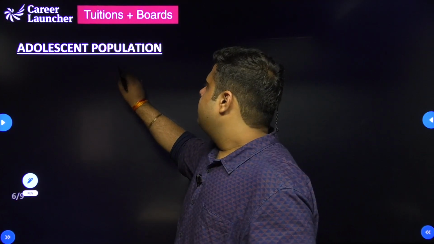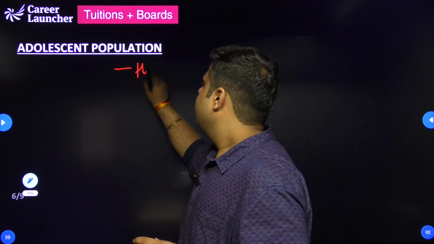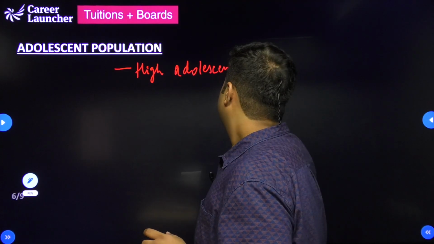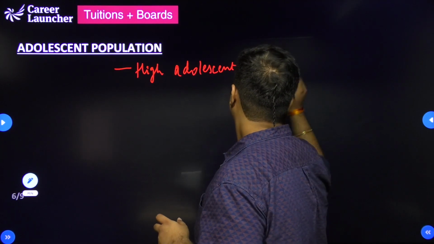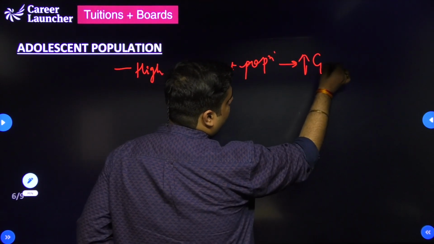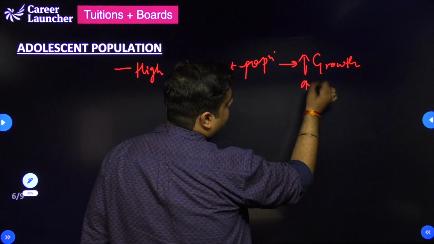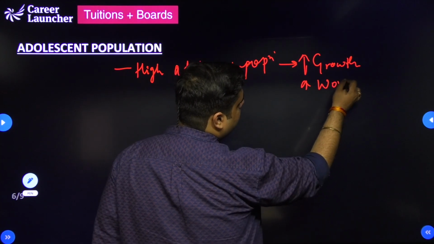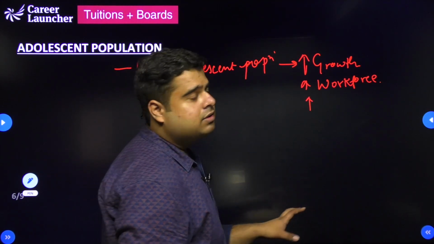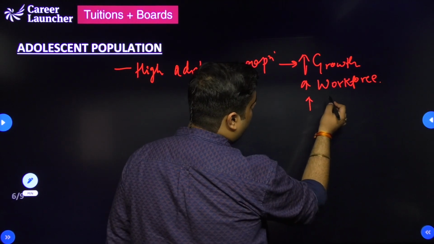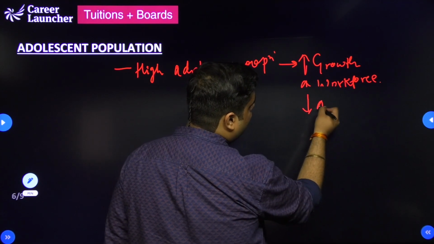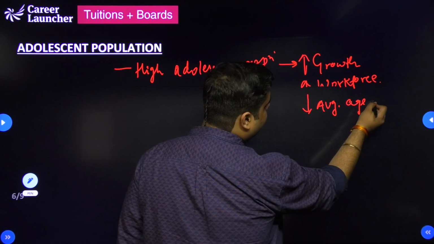So it means that a high adolescent population will help in increased growth, increased workforce, and these are the younger population, so it will also help us in lowering the average age of the country.